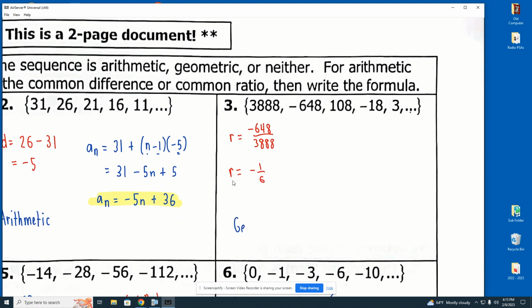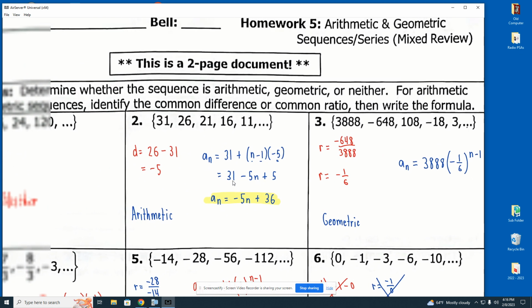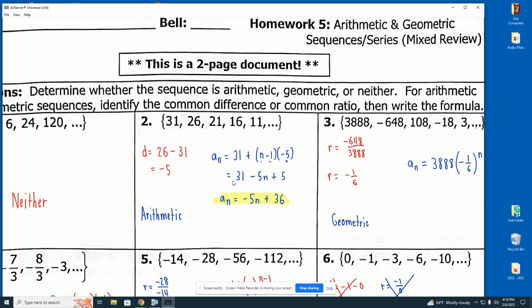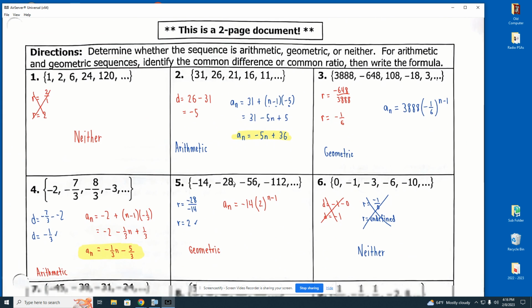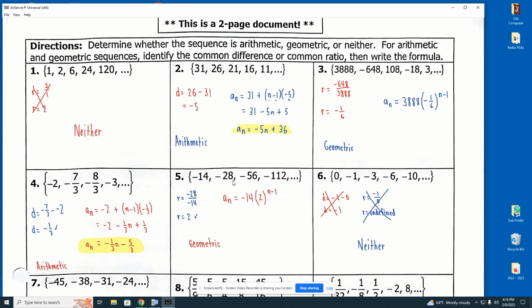So we were supposed to find the geometric equation. So it is a sub n equals a sub 1, 3888, times your common ratio, negative 1 over 6, raised to the n minus 1 power. And there you have it, okay? So we had one neither, we had one arithmetic, we had one geometric. I told you guys yesterday that you would have 2 of each. So I've done one of each.